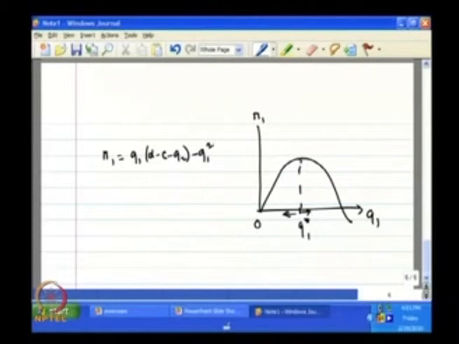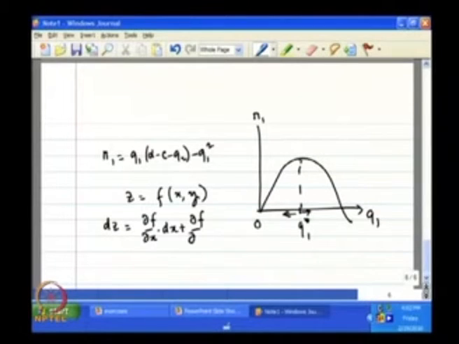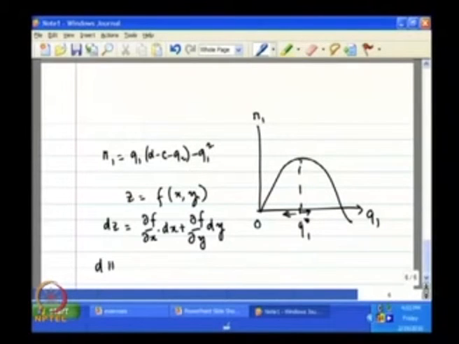Now, by total derivative, what we mean is that suppose I have a function z as a function of x y, then if I want to find out what is dz, it is the partial derivative of f with respect to x multiplied by dx plus partial derivative of the function with respect to y multiplied by dy. So, this is total derivative. I take d pi 1 to be 0, because along the isoprofit curve I know profit does not change. So, that I apply, then I apply this formula.